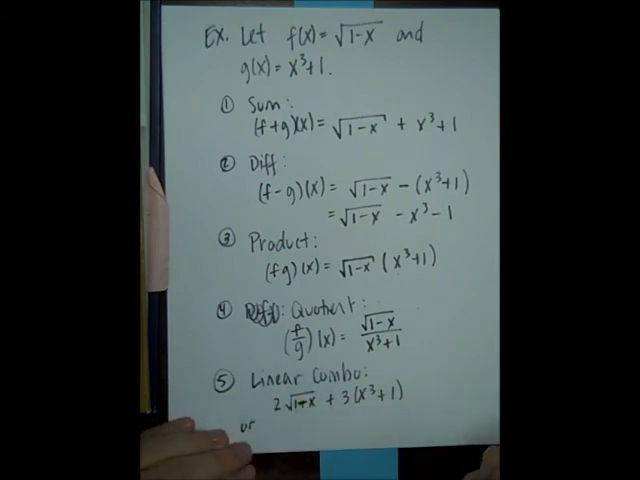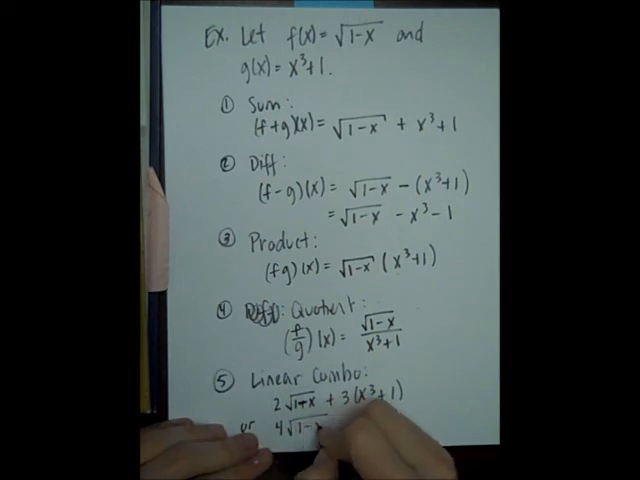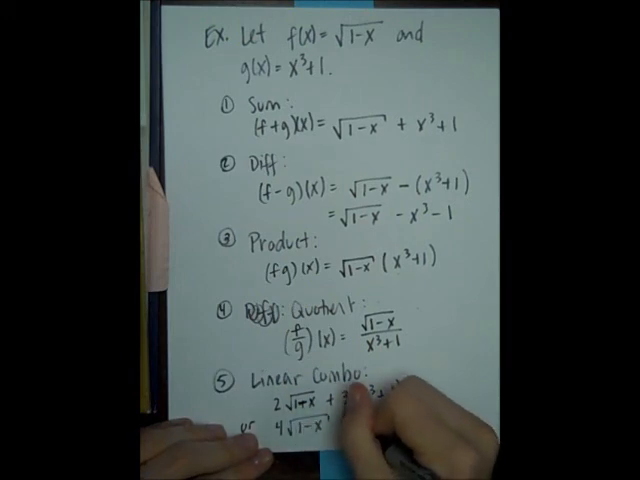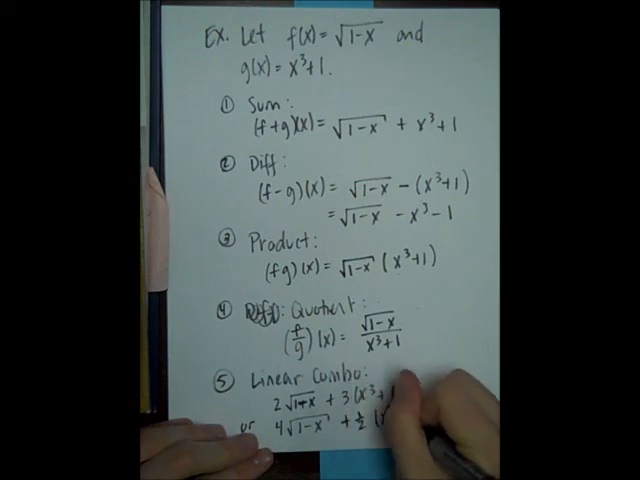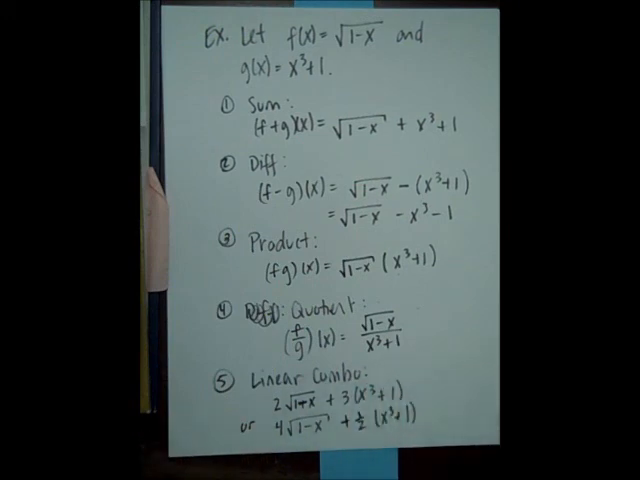How about another linear combination? How about 4 times f, so 4 times the square root of 1 minus x, plus 1/2 x cubed plus 1. That's another linear combination. You can see how many linear combinations we're going to be able to do. There are infinitely many of them. It just means put coefficients in front of your functions and then add them together. So tons of linear combinations.